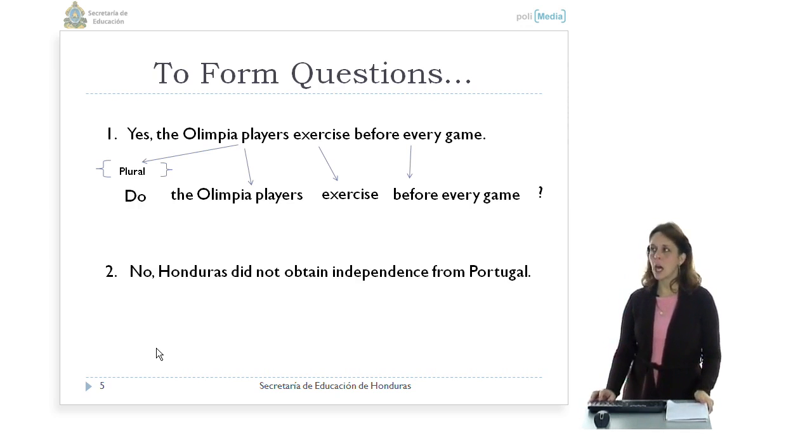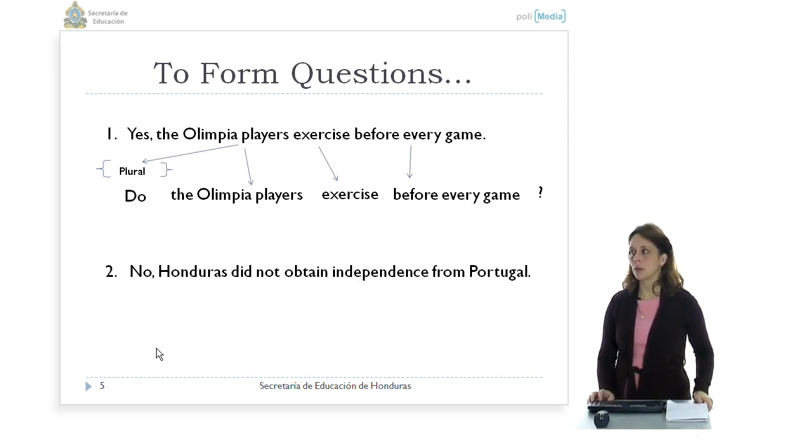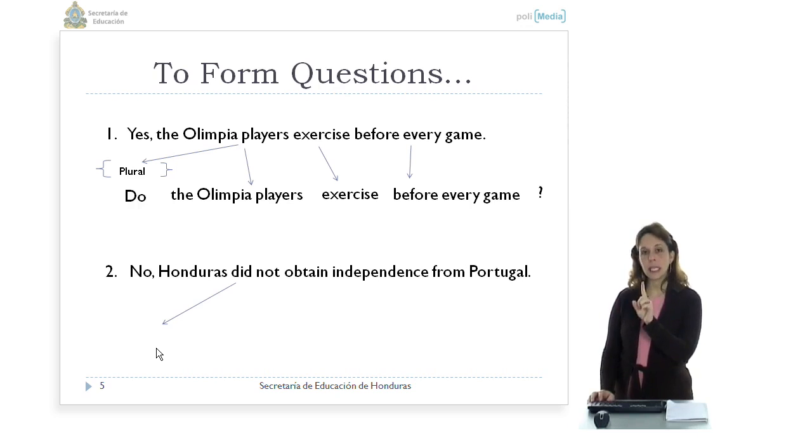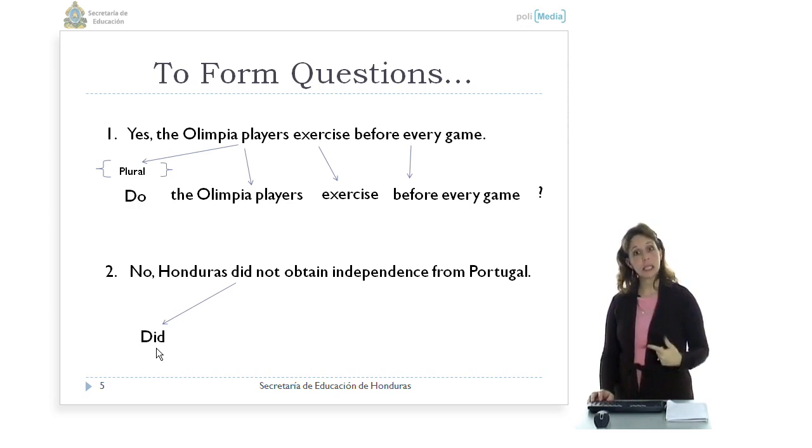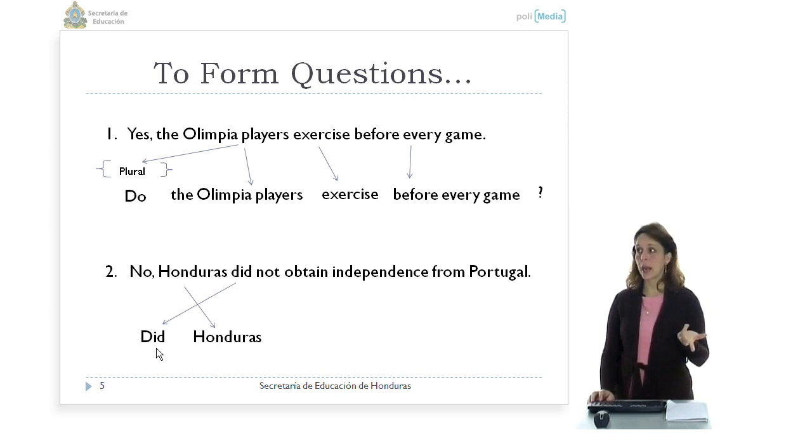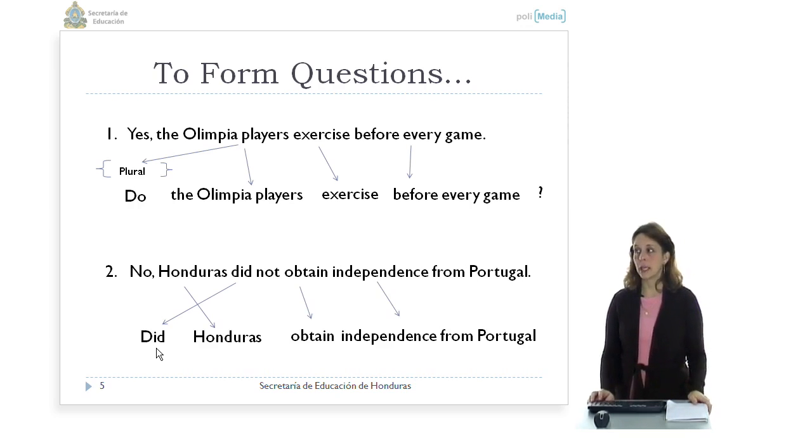No, Honduras did not obtain independence from Portugal. Look at the word did. It's already there, so we just move it to the front. The sentence is in the past tense. Did, the subject is there, Honduras. The verb is there, obtain, and the other information, independence from Portugal, and a question mark.